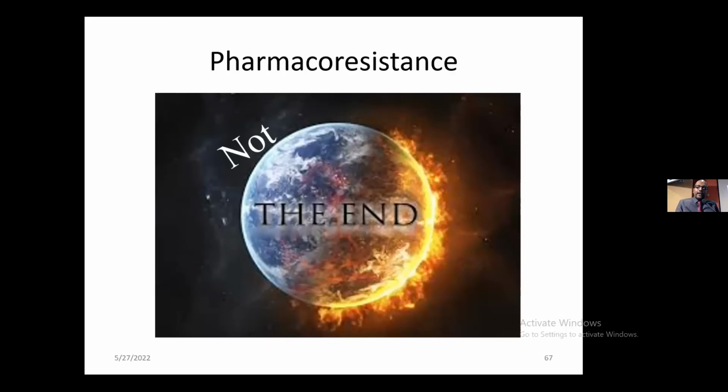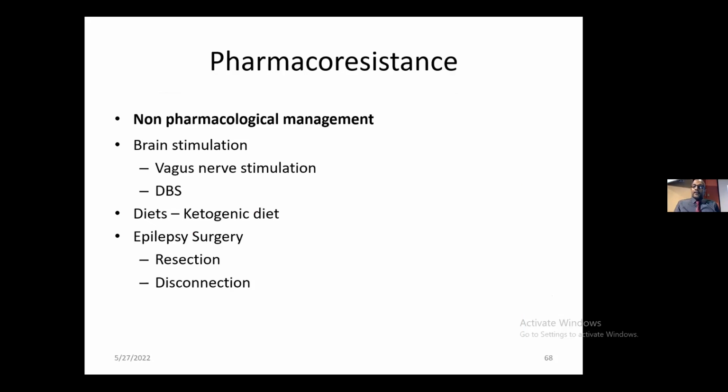No. We have other options like brain stimulation, your vagus nerve stimulation or deep brain stimulation, dietary therapies like the ketogenic diet, and epilepsy surgery, which could be either a resection or a disconnection.